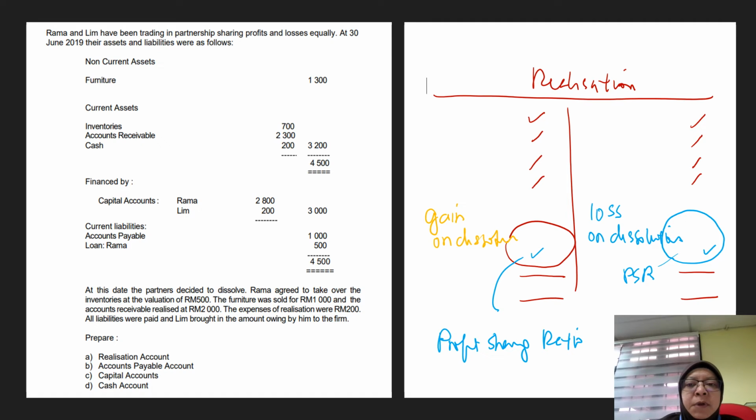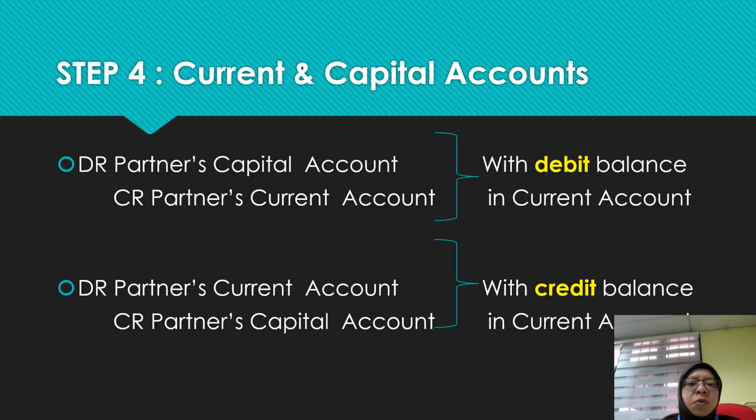Now, after we managed to do the accounting entries until step 3, we can see that our furniture has been closed, and inventories and account receivable have been closed. Just now in step 2, we considered the liabilities, which means we have closed these 2 accounts. The remaining accounts that are still open are cash and capital accounts. So the next step, step number 4, is we need to close current and capital accounts.